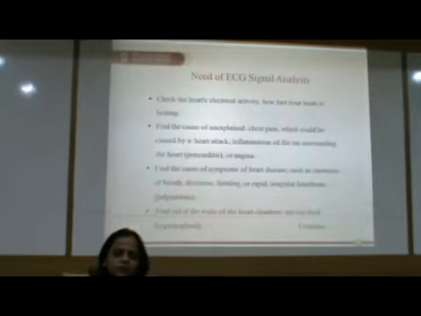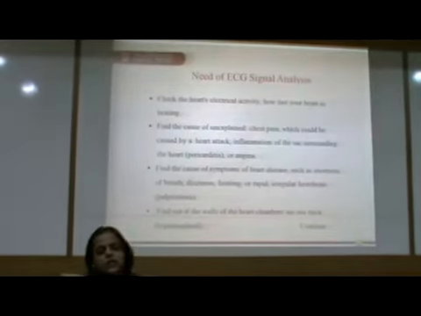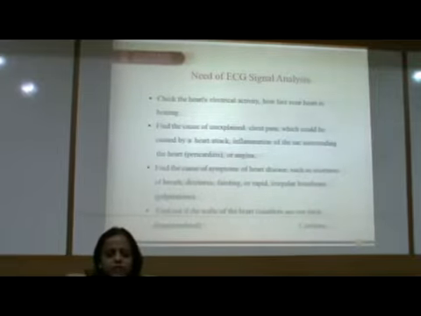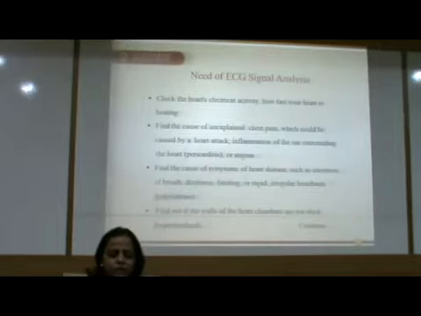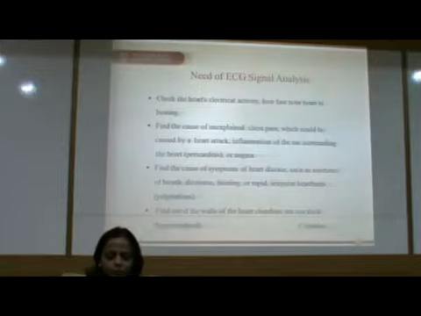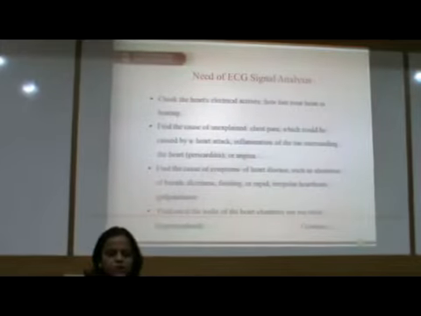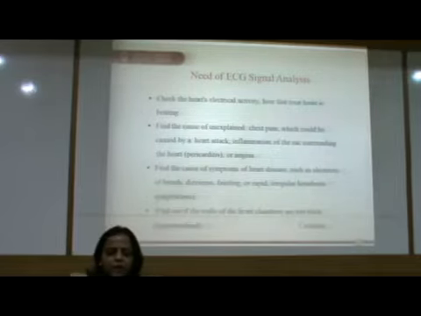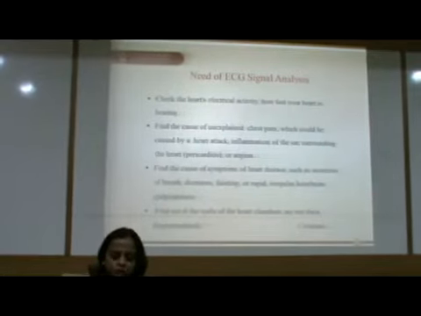Here is the need of ECG signal analysis. With the help of analysis of ECG signal, we can check the heart's electrical activity and how fast your heart is beating. Find the cause of unexplained chest pain, which could be caused by heart attack, inflammation of the sac surrounding the heart, or angina. We can find the cause of symptoms of heart diseases such as shortness of breath, dizziness, fainting, or rapid irregular heartbeats, that is called palpitation. Find out if the walls of heart chambers are too thick, that is called hypertrophied.